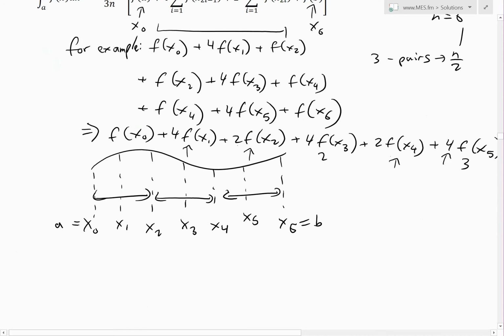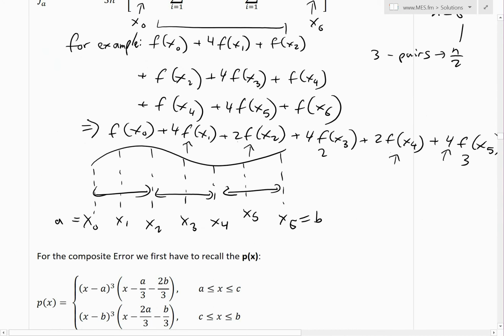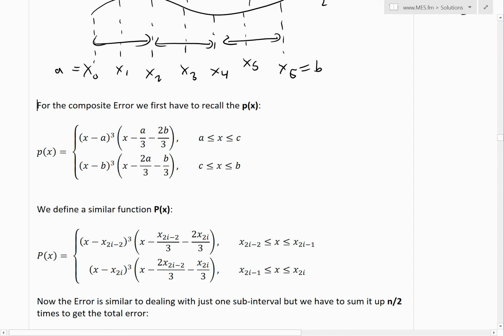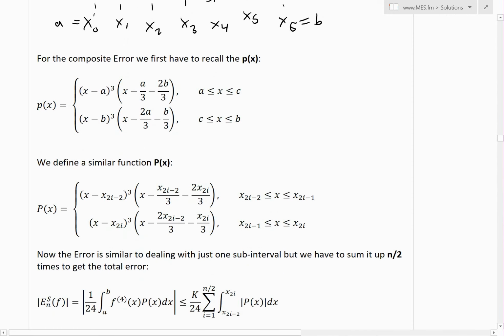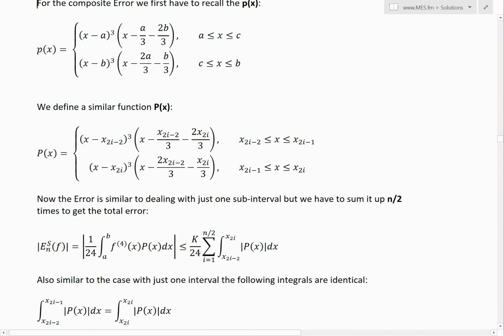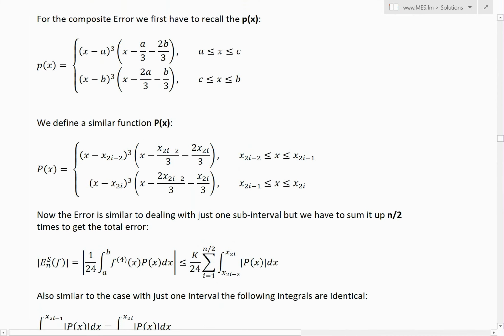So now anyways, moving away from the approximation there and looking at the error, for the composite error we first have to recall the p of x lowercase that we defined earlier for just one pair of subintervals. So that's just this one. Now we define a similar function, capital P of x right here. So instead of a, we have to deal with x2i minus 2. Instead of b, we have x2i, and so basically that's all we've switched. And now instead of c, we go x2i minus 1.